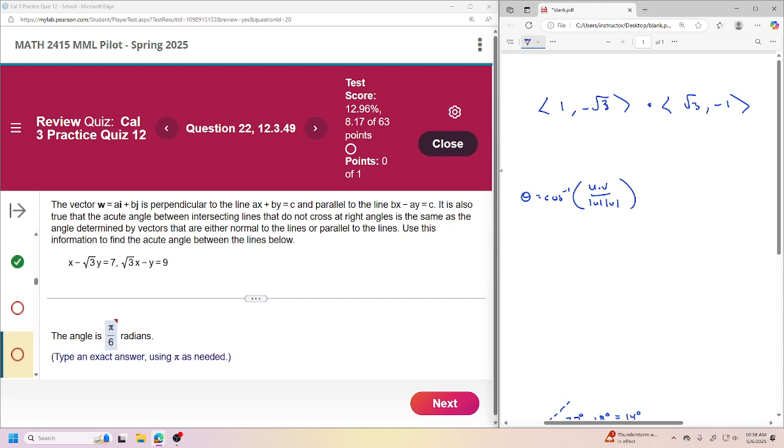I'm going to dot these first, and that'll be my numerator. So 1 times this is the square root of 3, plus the square root of 3. So 2 square root of 3 is my numerator. Are we okay with that so far? Magnitude of u and magnitude of v will be the same thing. 3 plus 1 is 4, square root of 4 is 2. So 1 squared and square root of 3 squared, the square root of 4 is just 2, and it also goes for this one. Filling it all in, I've got arc cosine of 2 square root of 3 over 2 times 2.